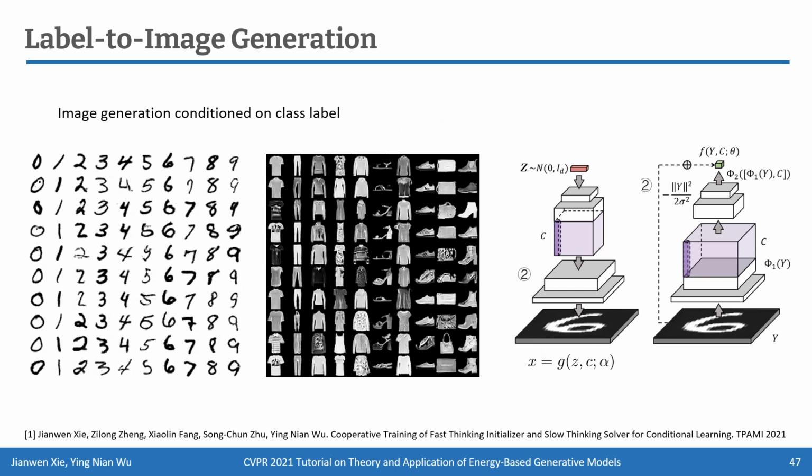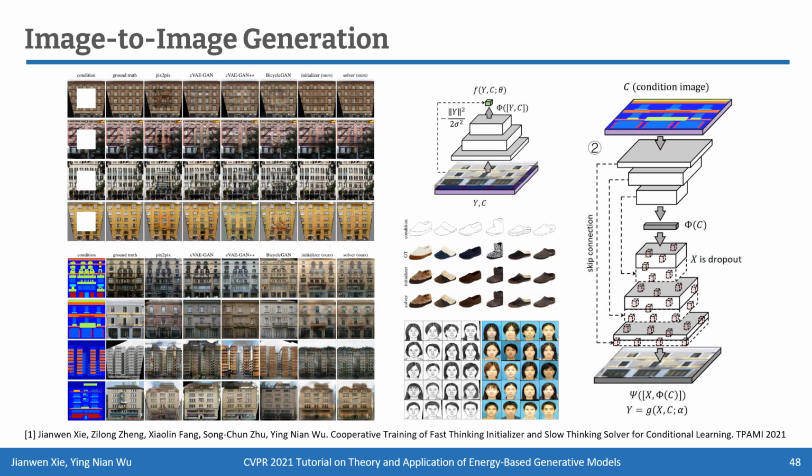Here are some examples of image generation conditioned on class label. The figure on your right-hand side displays the top-down network that we used for the conditional generator and the bottom-up network that we used for the energy function. Here are some examples of supervised image-to-image generation by the conditional generative cooperative network.